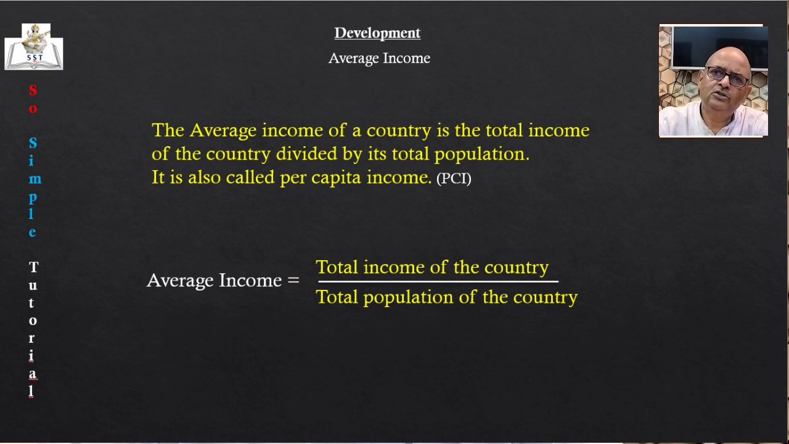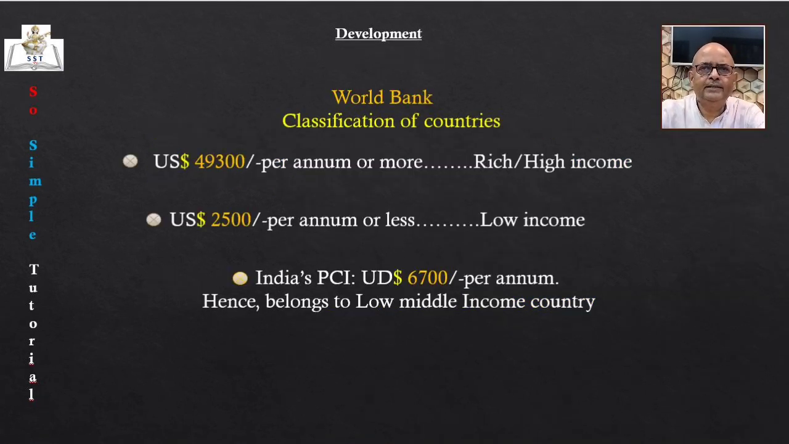The average income is the total income of the country divided by its total population. The average income is also called per capita income. This criterion is used by the World Bank in classifying countries. Countries with per capita income of 49,300 US dollars per annum and above in 2019 are called high income or rich countries, and those with per capita income of 2,500 US dollars or less are called low income countries.